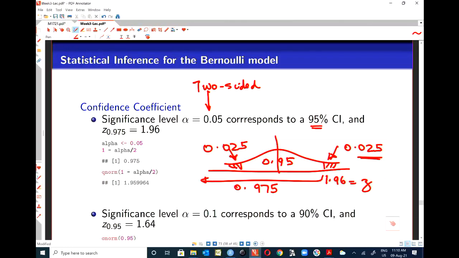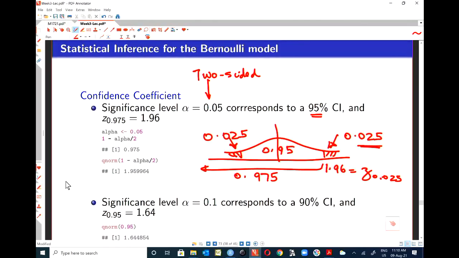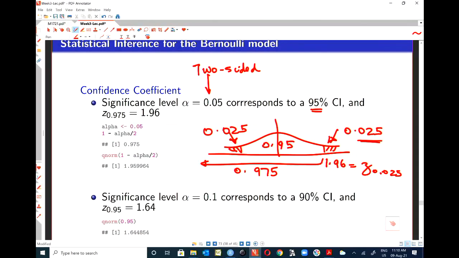That's my Z value, Z 0.025. So R works it out using qnorm. Q stands for working out the quantile, if you like. In other words, here I have a probability, and I want to find the appropriate Z value. So I've got 1 minus alpha, where alpha has been set as 0.05 over 2, so this essentially should be 0.975.